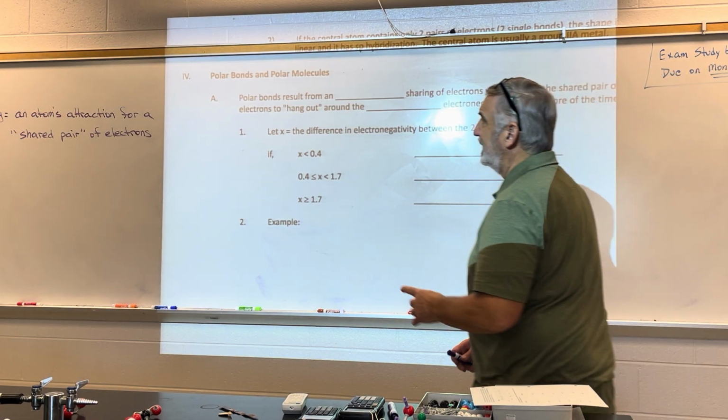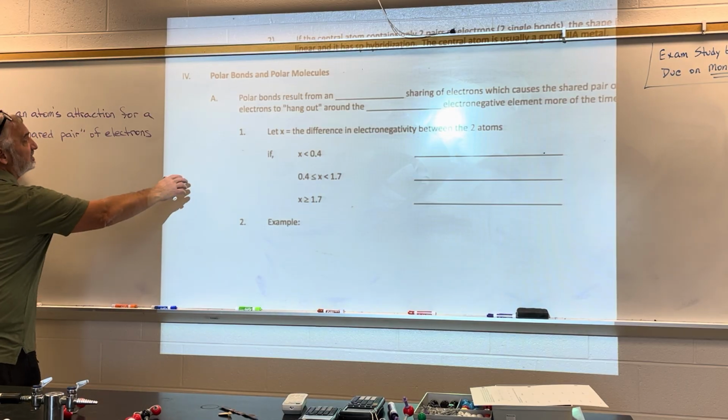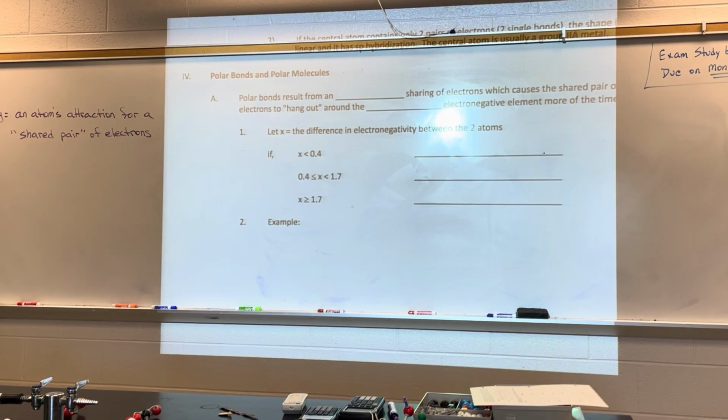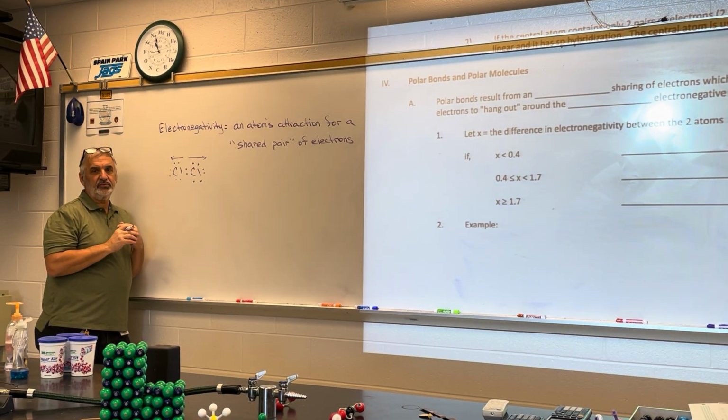There's this thing called electronegativity. So right here off to the side somewhere, you need to define this term. This is another important term. Electronegativity, an atom's attraction for a shared pair of electrons. So if I look at chlorine, in the Cl2 molecule, the bond, I'm going to let you finish copying. Thank you, Tom.